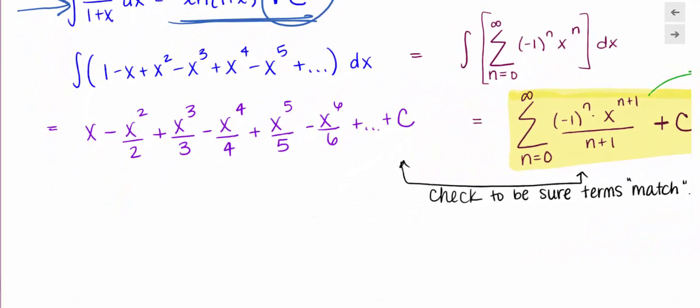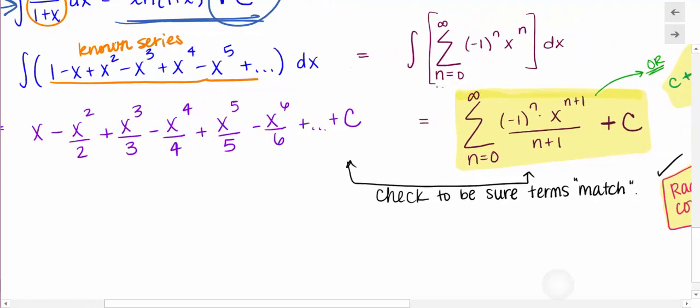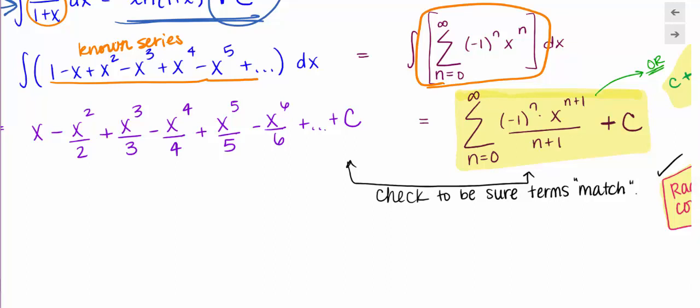So here's my known series for 1 over 1 plus x. And I want to anti-differentiate that. Again, you're doing nothing more than the power rule. So the antiderivative of 1 is x. The antiderivative of x is x squared over 2, and so forth. Here are my antiderivatives. You can do the same thing in the series notation, okay?